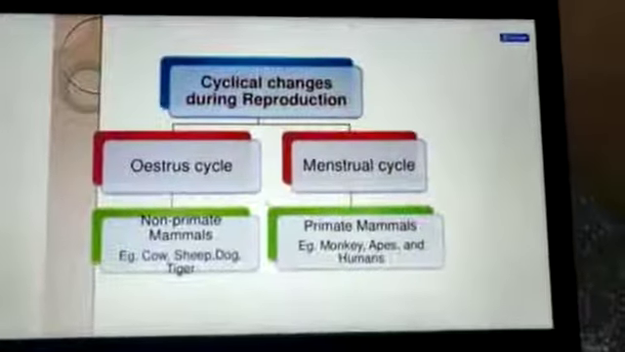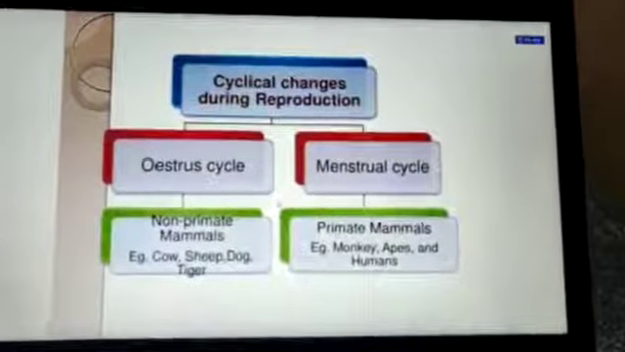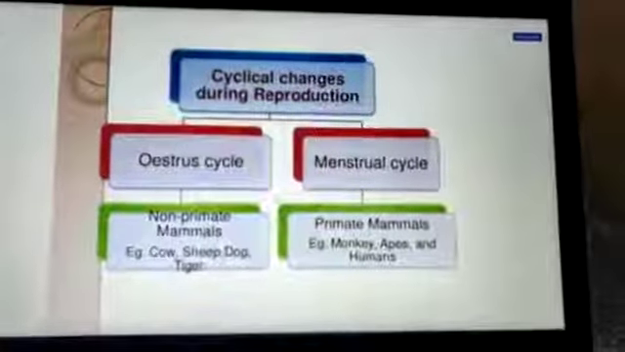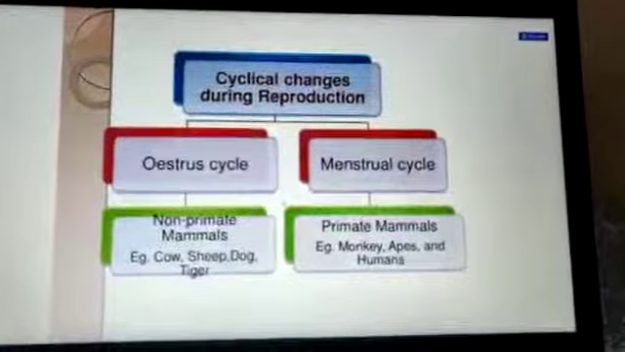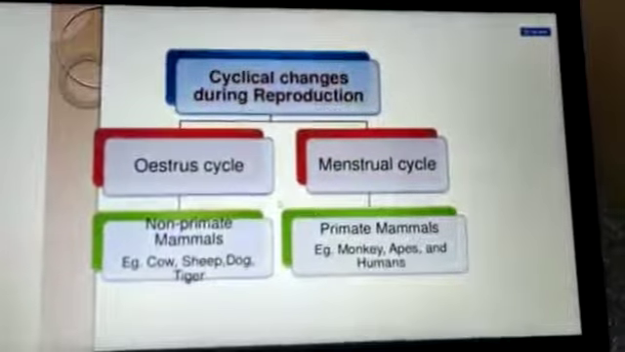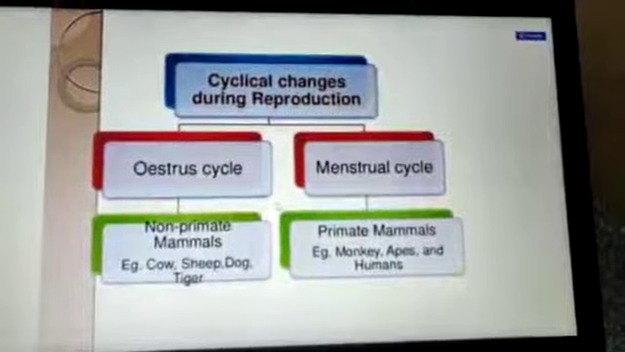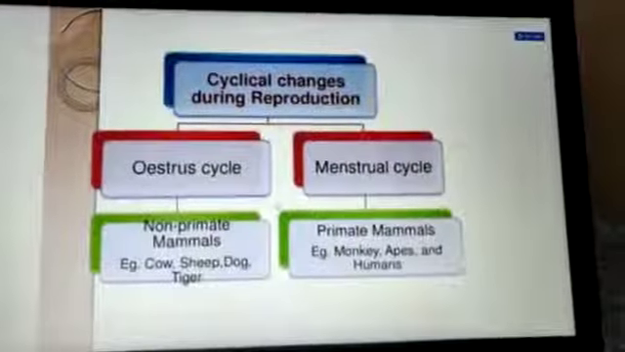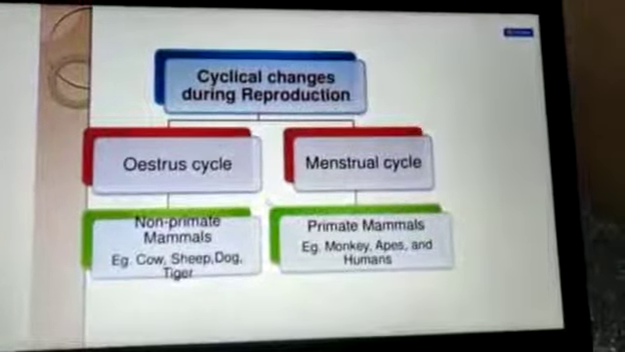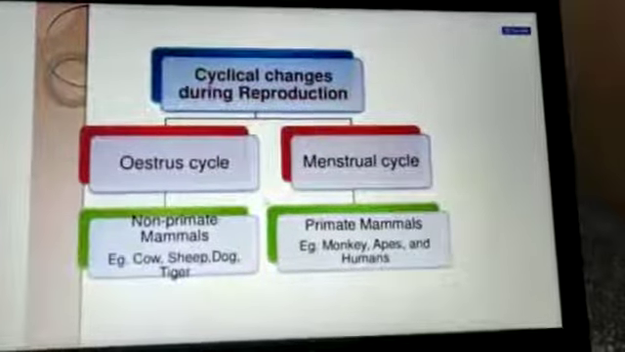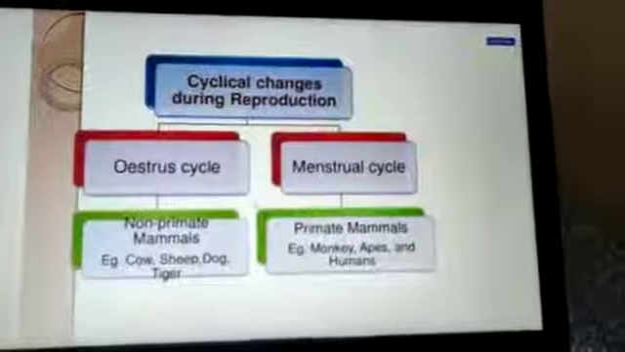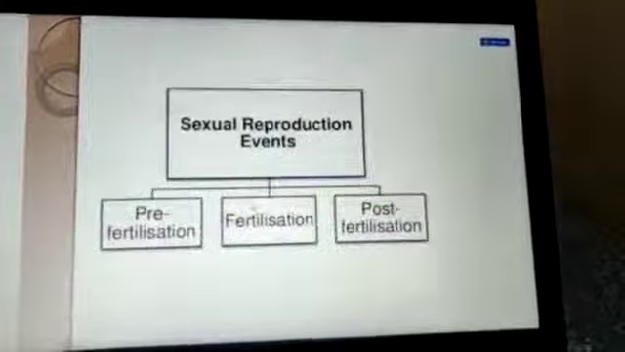Now, cyclical changes during reproduction. Here you are able to see on the screen there are some cyclical changes during reproduction: oestrus cycle and menstrual cycle. Here are non-primate mammals and primate mammals. Primate mammals are the monkeys, apes and humans, and non-primates are the mammals like cows, sheep, dog and tiger.